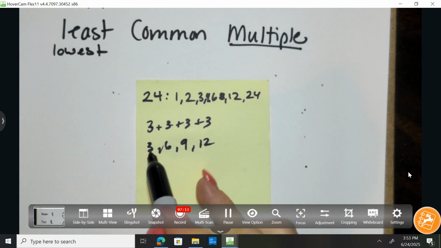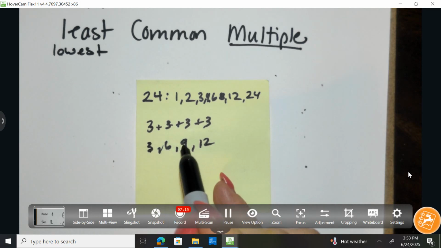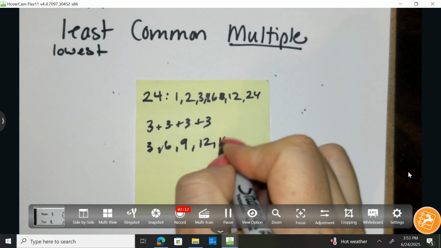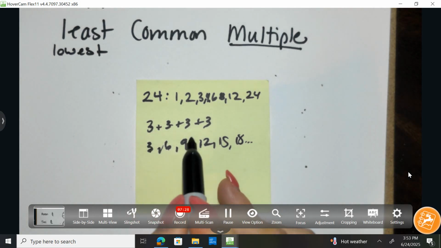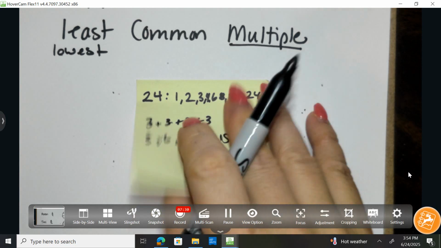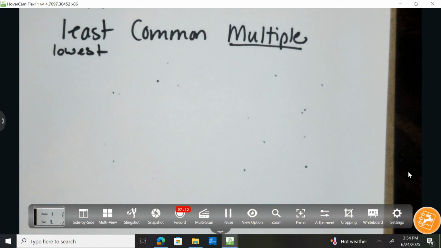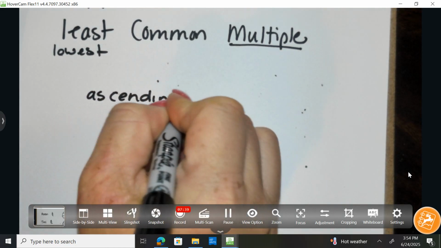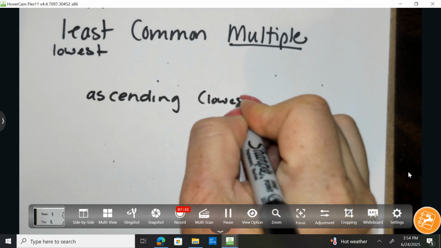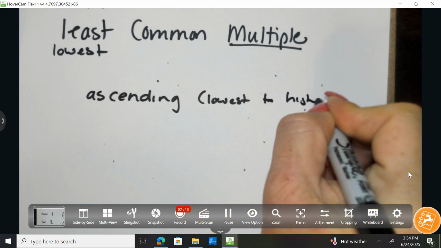Many of us will just count in our head, 3 plus 3 is 6, plus 3, plus 3, and you just continue this, and it goes to infinity as we continue to add 3. Others will use their ability to apply multiplication: 3 times 1, 3 times 2, 3 times 3, 3 times 4, and so on. So let's jump into writing down multiples. We're going to write them down in ascending order. Ascending order means from lowest to highest.